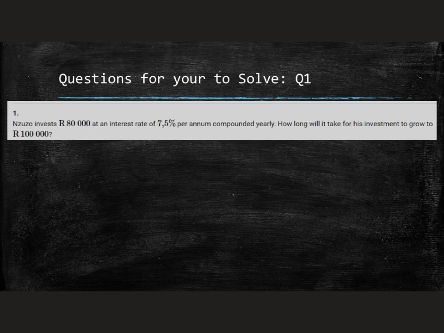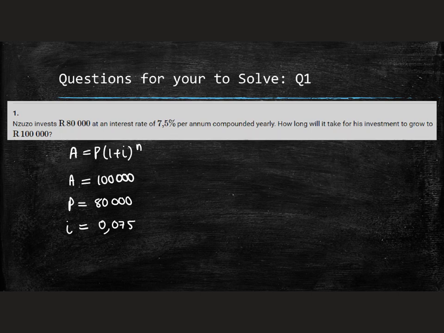All right, good. So you've probably done the following on your notepad. You've written down that we're dealing with compound interest. You've written down that you know that the accumulated amount must be 100,000, that we started with 80,000, and that our interest rate is 7.5%, so 0.075. Let's set up the equation over here that we're going to solve.